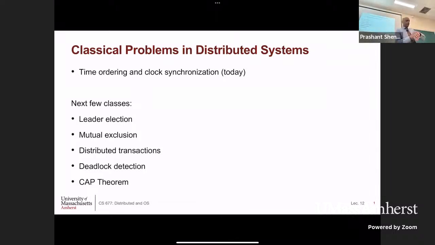Let's get started. I think there will probably be sketchy attendance today because of spring break, but let's get started anyway.